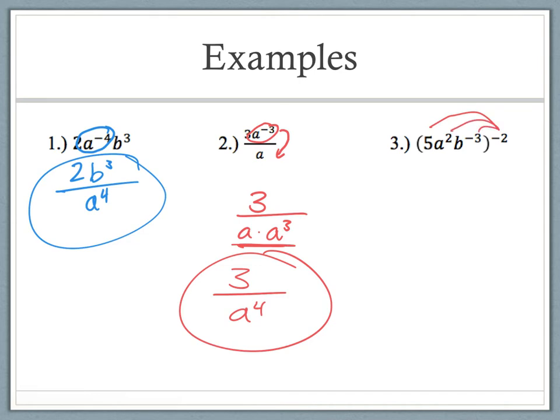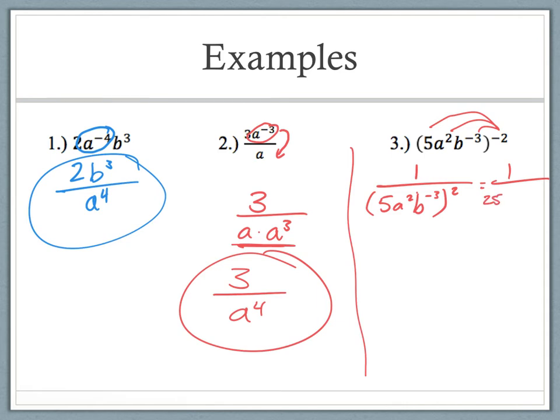Now there's kind of a couple different things that we can do here. One thing, if you want, you could flip it right away and just say, okay, I'm going to go 1 over 5a squared b to the negative 3rd, and then square it all. Okay. So that would give us 1 over 5 squared is 25.